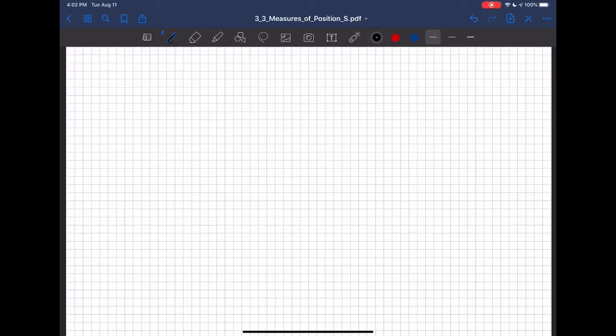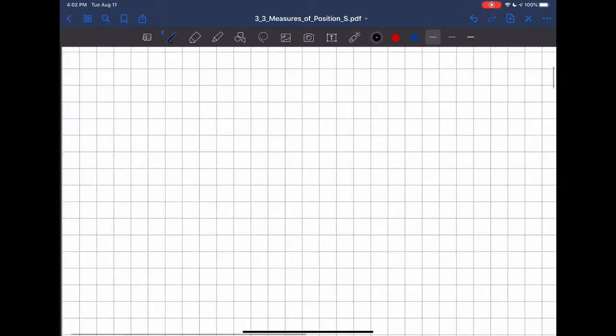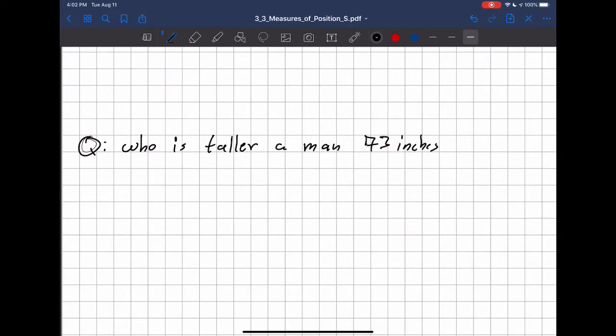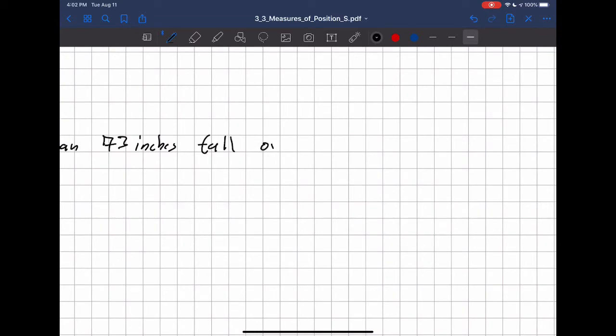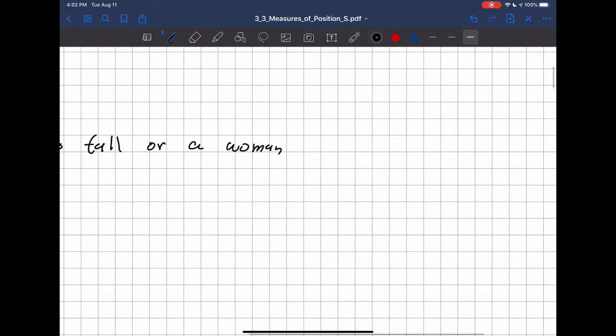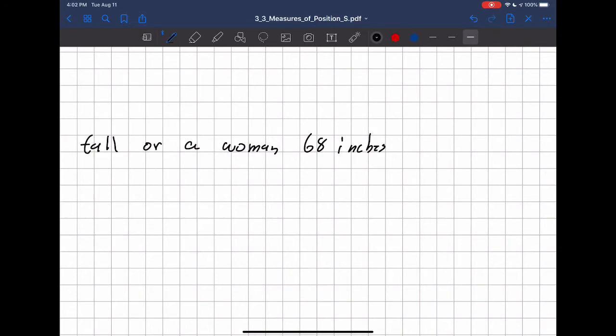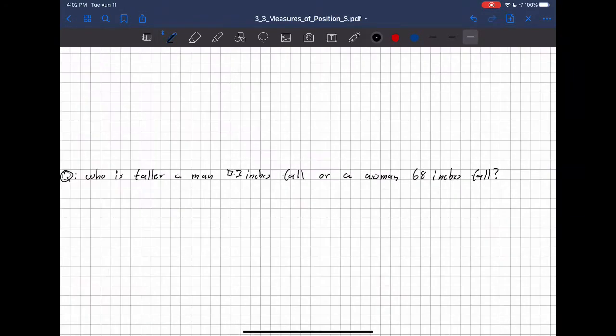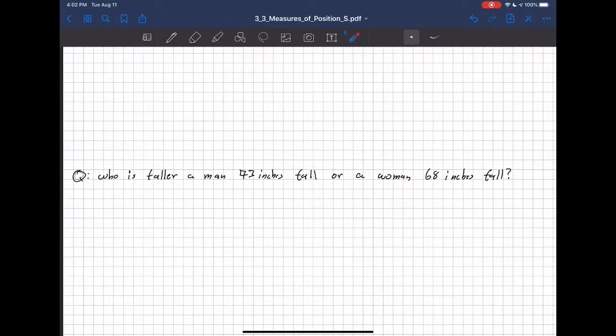In this section, we're going to go over some measures of position and how they're used. Before we begin, I'd like to ask a simple, straightforward question. Who is taller: a man who's 73 inches tall, or a woman that is 68 inches tall? This is not a trick question. You can see that 73 inches is bigger than 68, but typically men are taller than women, so this is not a fair comparison.